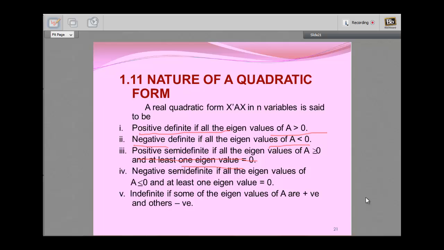Negative semi-definite similarly. Indefinite, if some eigenvalues are positive and some eigenvalues are negative. That is called indefinite. So these are the definitions. We can understand these definitions with the help of examples.